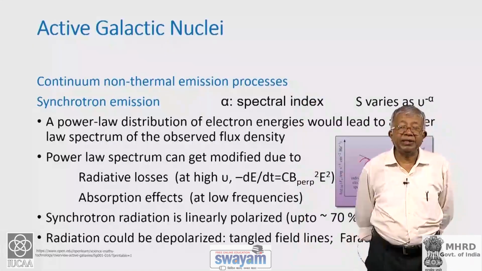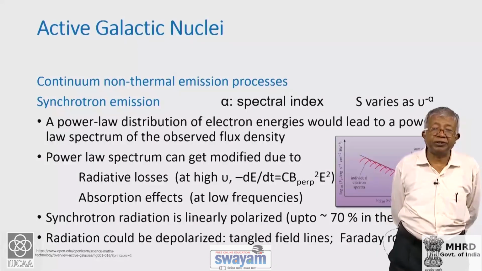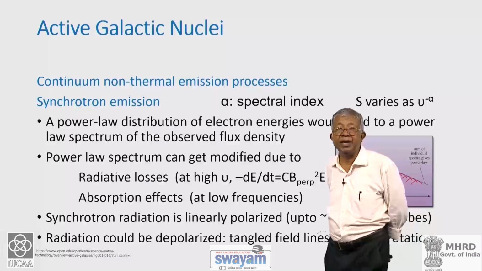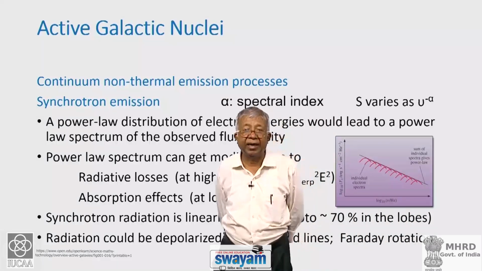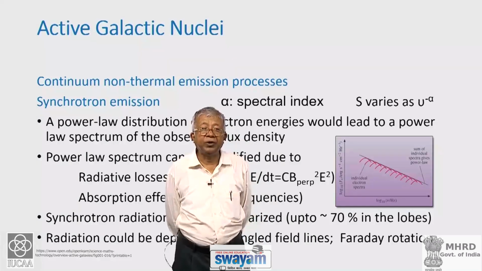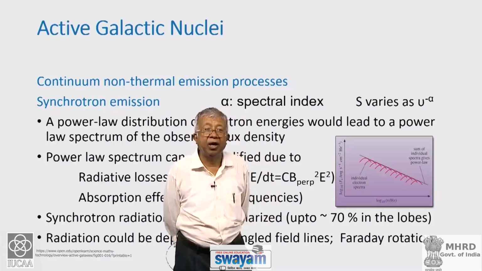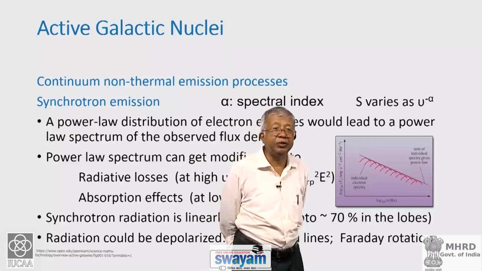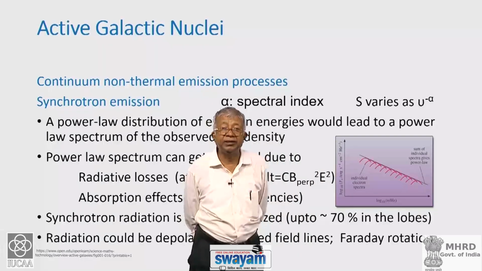But what we see is emission across a band of wavelengths. So you have electrons spread over a large range of energies, and there are interesting questions to answer as to how the electrons are accelerated to a large energy spectrum. What we can show is that if you had a power law distribution of electron energies, this would lead to a power law spectrum of the observed flux density, as you can see in this slide.